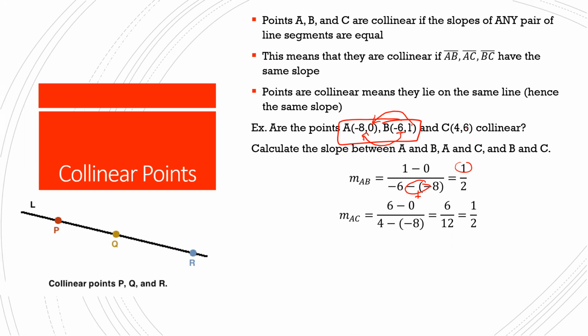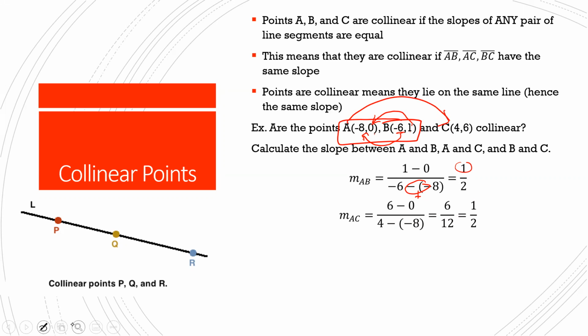So we have 6 minus 0. 6 minus 0 is 6. And then 4 minus negative 8. 4 plus 8 is 12. And 6 divided by 12 reduces to 1/2. So far, so good. It looks like it's the same slope, but I still have to check for A all the way up to C.